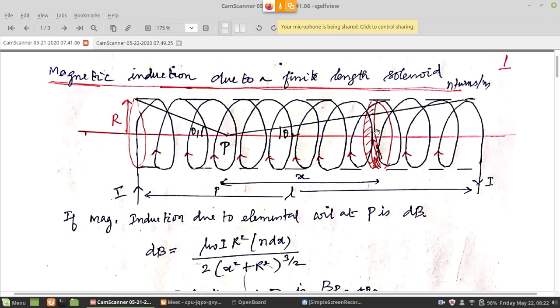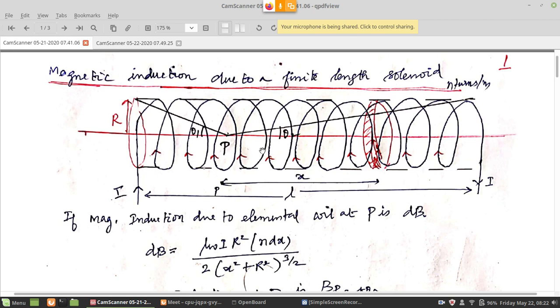అంటే స్మాల్ సెగ్మెంట్ ఆఫ్ ద సోలినాయిడ్ తీసేసుకొని ఆ సెగ్మెంట్ వల్ల ఎంత మ్యాగ్నెటిక్ ఫీల్డ్ ఉంది పాయింట్ Pలో, దెన్ దాన్ని ఇంటగ్రేట్ చేస్తే మొత్తం లెంత్ వల్ల ఎంత మ్యాగ్నెటిక్ ఫీల్డ్ ఇది తెలిసిపోతుంది. So we are considering again a segment of the solenoid, and that segment is now on the right side here, and it is at a distance x from the point P.